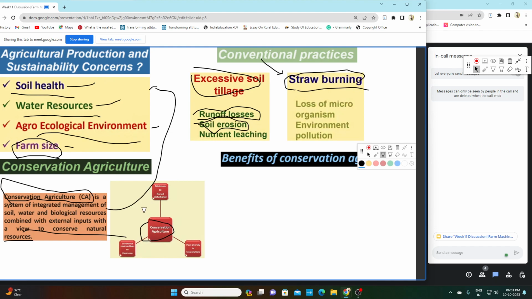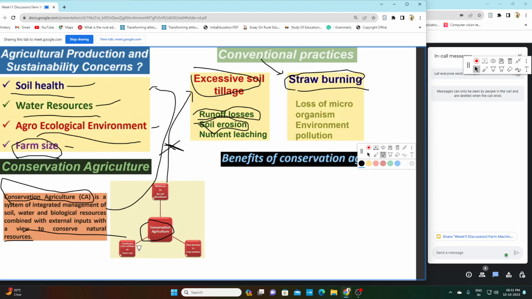First is plant diversity or crop rotation. Whenever we are doing crop rotation, you know that legume crops or some other crops help to restore the nutrients in the soil. So by that we can benefit. Second is minimum or no soil disturbance. That means we are doing it to prevent excessive soil tillage.